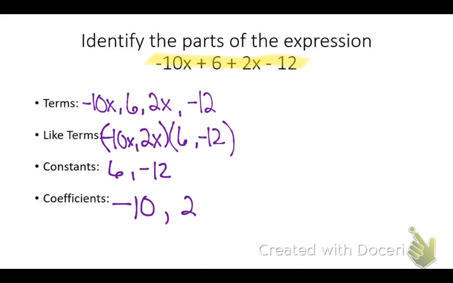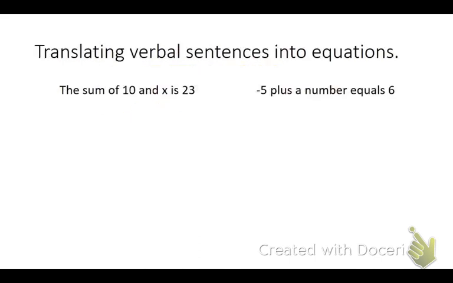The last thing we need to cover is writing verbal sentences into equations. The sum of 10 and x is 23. Here's something that was easily confused yesterday, a mistake I saw happening more than once. They were putting the equation on their paper, but they were trying to solve it in the equation. So they had no variable in their equation. The equation has to have a variable.